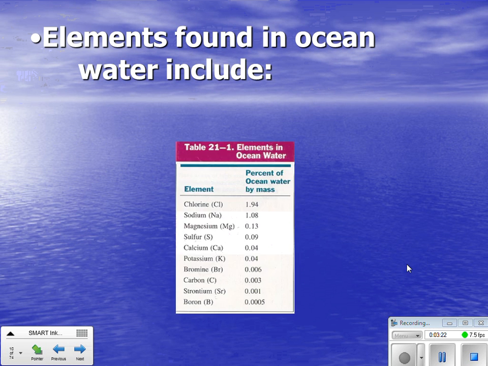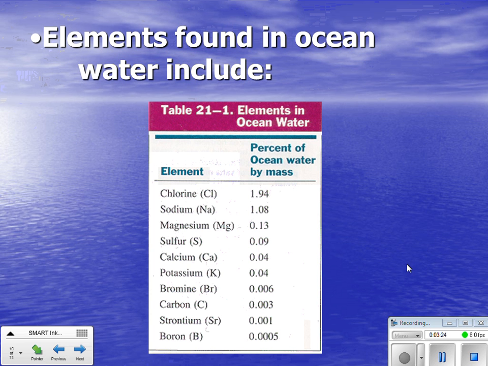Elements found in ocean water include, these are very important for you to know. Notice here sodium and chlorine make up the largest amounts, which NaCl is salt, so those two put together make up the salt, which is in the ocean. Magnesium, sulfur, calcium, potassium, bromine, carbon, strontium, and boron are the main ones.